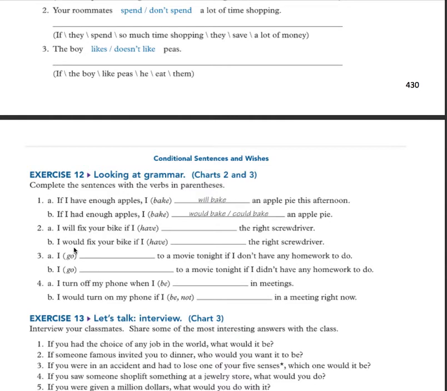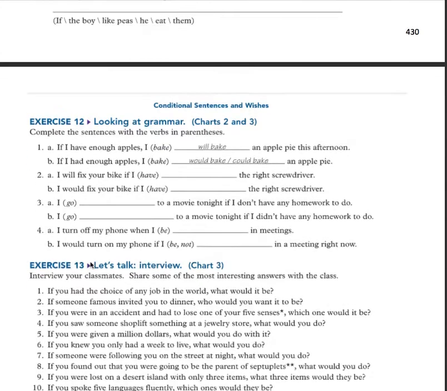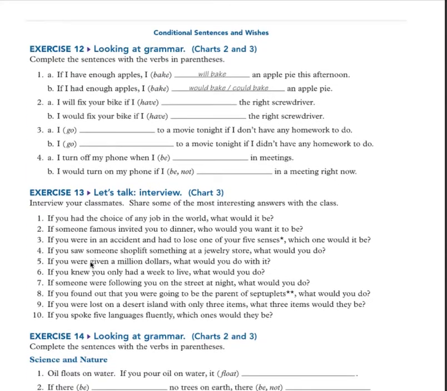B, I would fix your bike if I blank the right screwdriver. Look at the result clause. Would in the simple form of the verb. So you say, I would fix your bike if I had, simple past, the right screwdriver. Go ahead and do number 3 and 4, A and B.